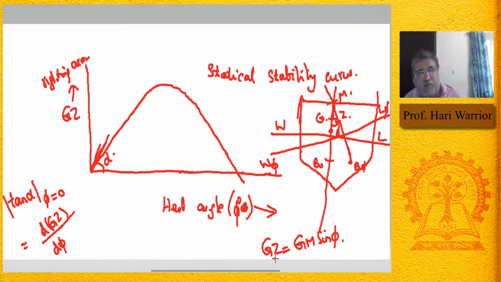You have to remember these things are true only for very small angles. The matter of what is a small angle is something less than 5 degrees, probably about 5 to 10 degrees. Beyond that you have to find some other way of doing it. So we'll take this dGZ by d phi.